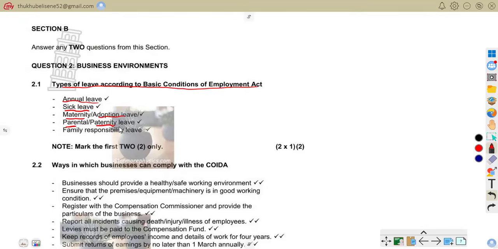Parental or paternity leave is leave for fathers or partners after the birth of a child. Family responsibility leave is a short leave for urgent family matters. So I think you all understand these types of leave.